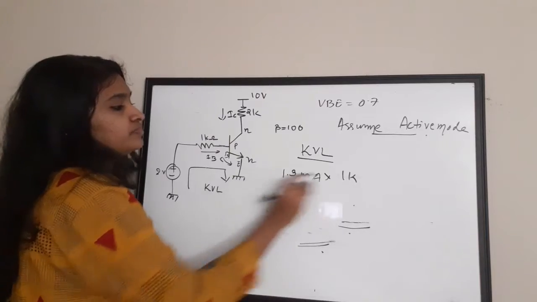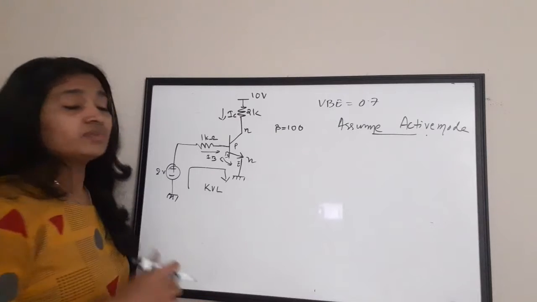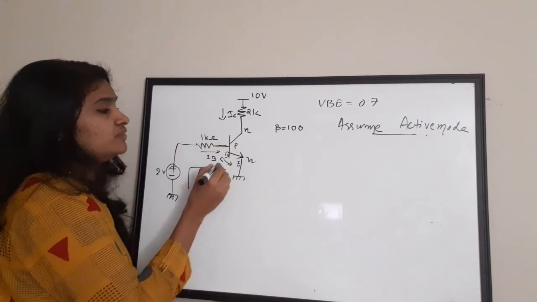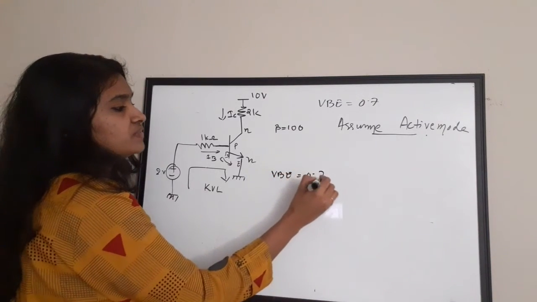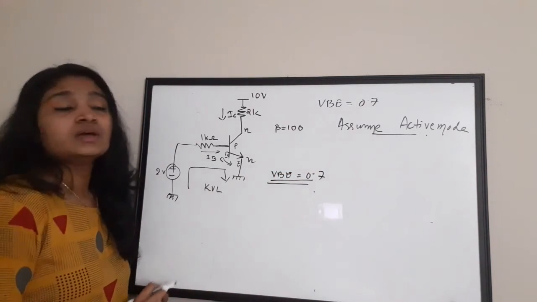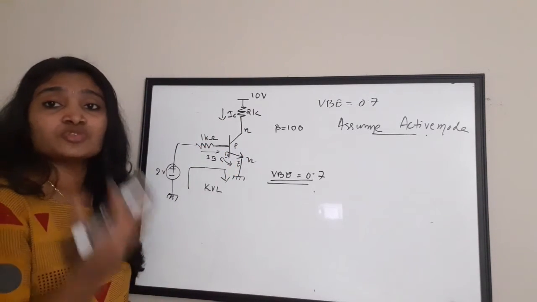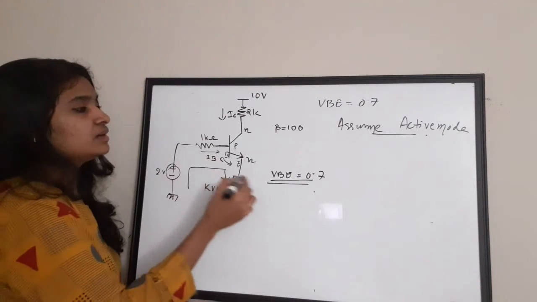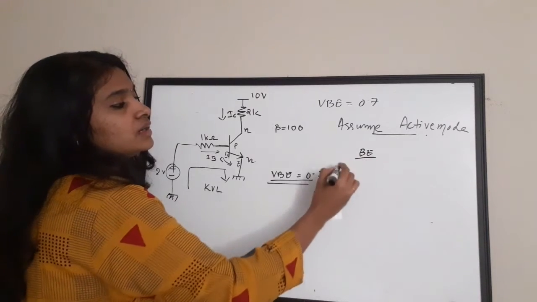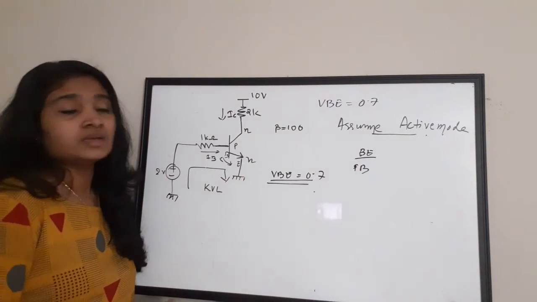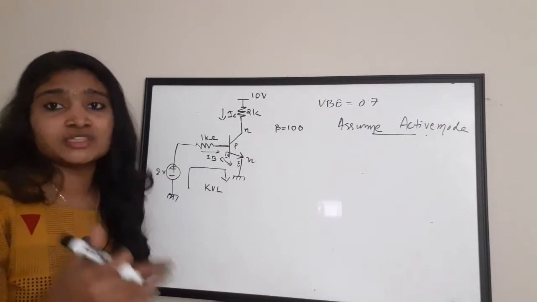Okay, next. So we have obtained that VBE is 0.7. Next we have to check the collector base configuration, whether it is forward bias or reverse bias. Now we are getting that the base emitter region is forward bias. Now we need to check whether the collector base region is forward bias or reverse bias.